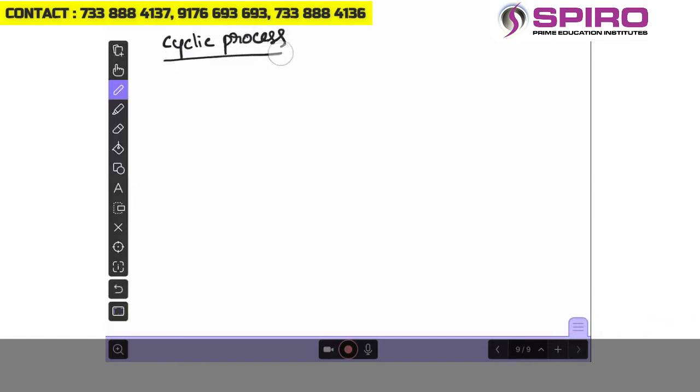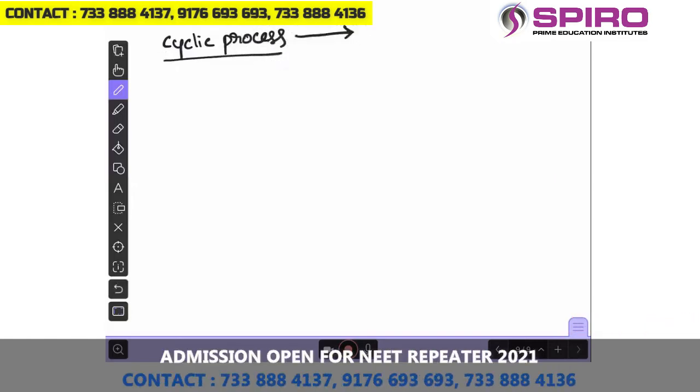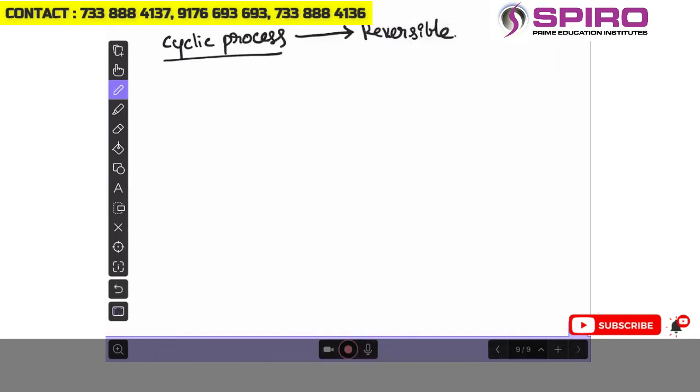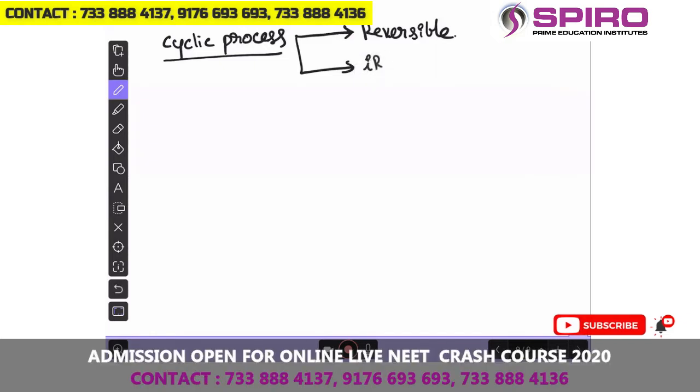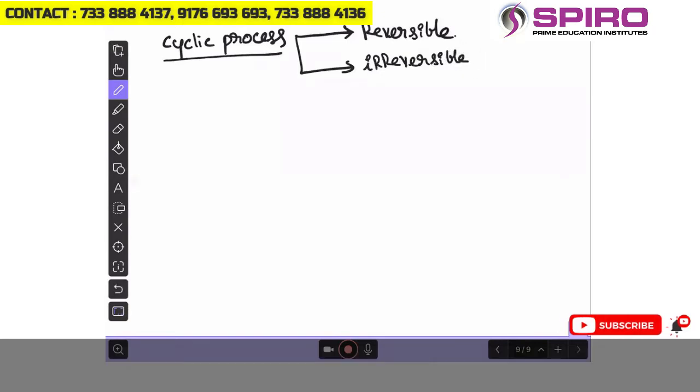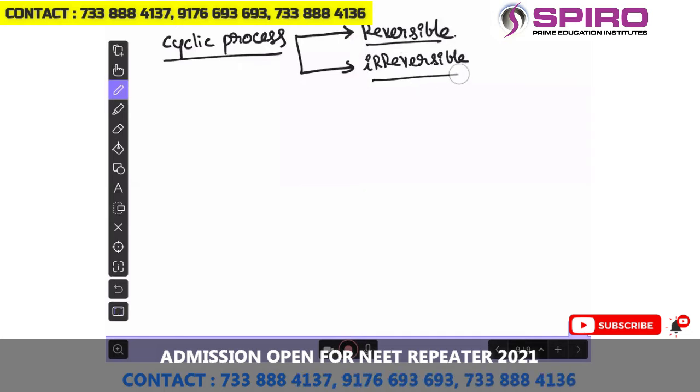Cyclic processes are of two types. One is reversible cyclic process, and the other is irreversible cyclic process. Okay, what is the reversible cyclic process? What is the irreversible cyclic process?